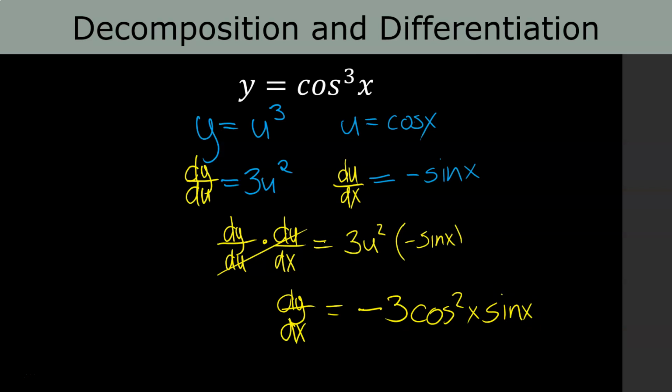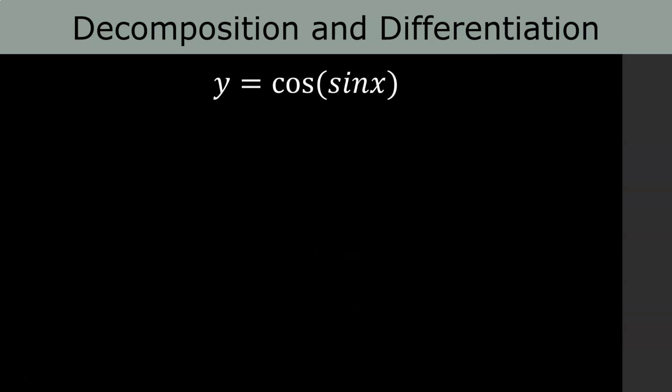So we need the rate of change of this inner function cosine, as well as the rate of change of the outer function that we're putting cosine into, the cubing function. Let's try that again. So hopefully you see this cosine of sine of x as a composition of functions. I see it as, well, y is equal to cosine of something, and that something is sine of x.